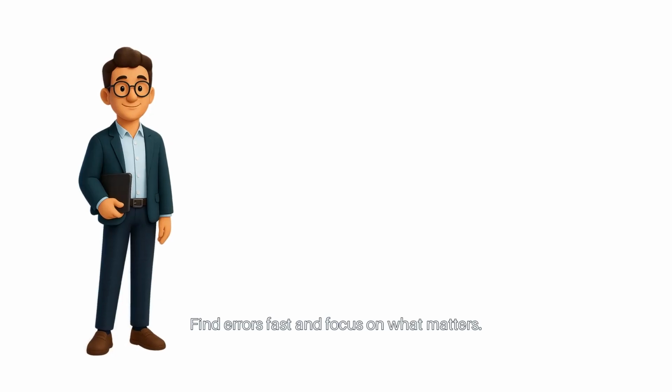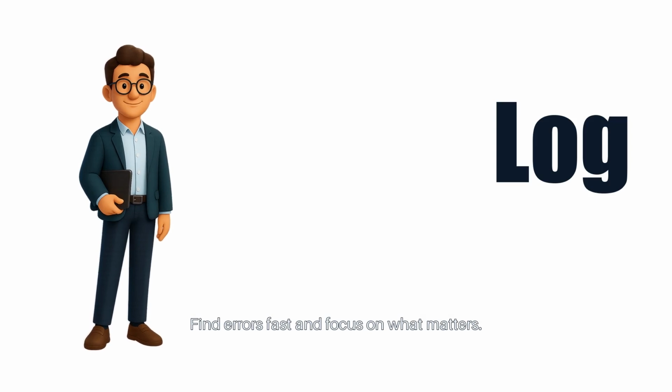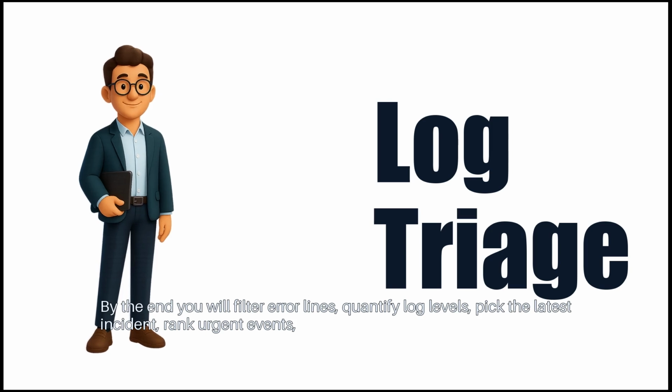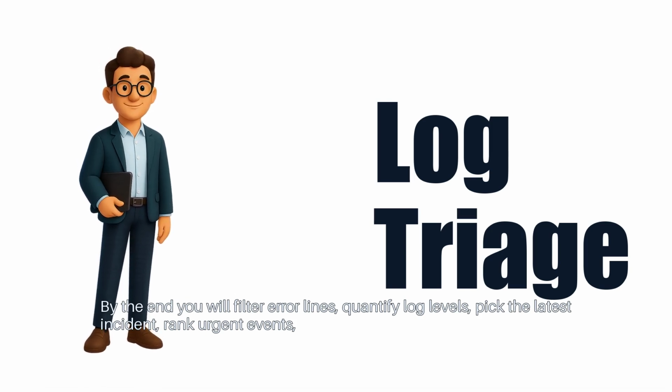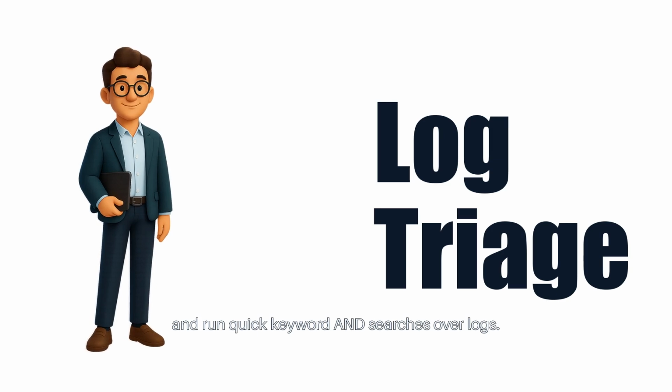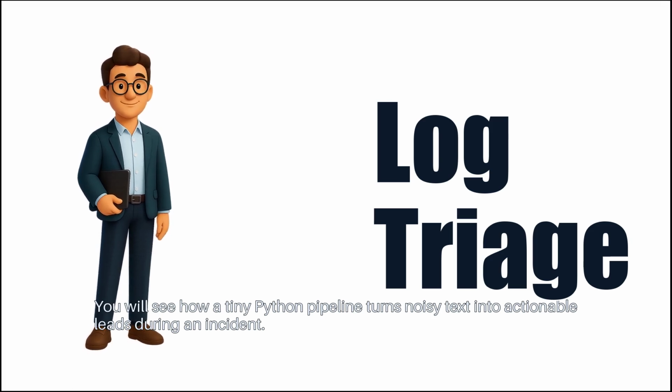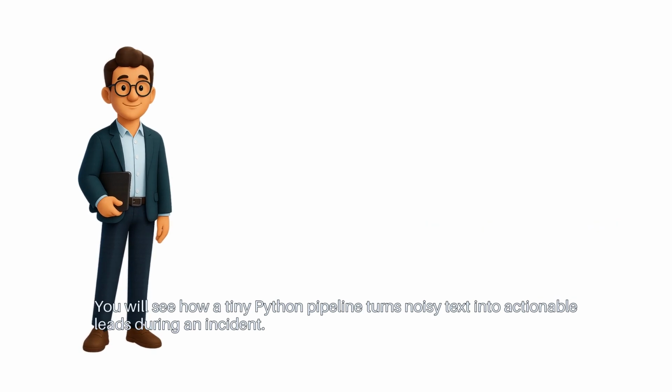Find errors fast and focus on what matters. By the end, you will filter error lines, quantify log levels, pick the latest incident, rank urgent events, and run quick keyword and searches over logs. You will see how a tiny Python pipeline turns noisy text into actionable leads during an incident.